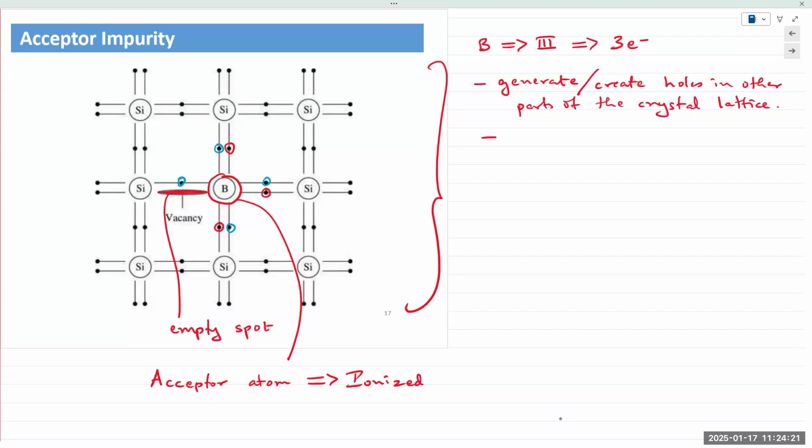So the statement for verification is that the entire lattice structure is neutral. The answer is yes. The entire structure is charge neutral. But the boron atom now has accepted an electron from the silicon crystal, and so it's ionized negatively, right? Negative.